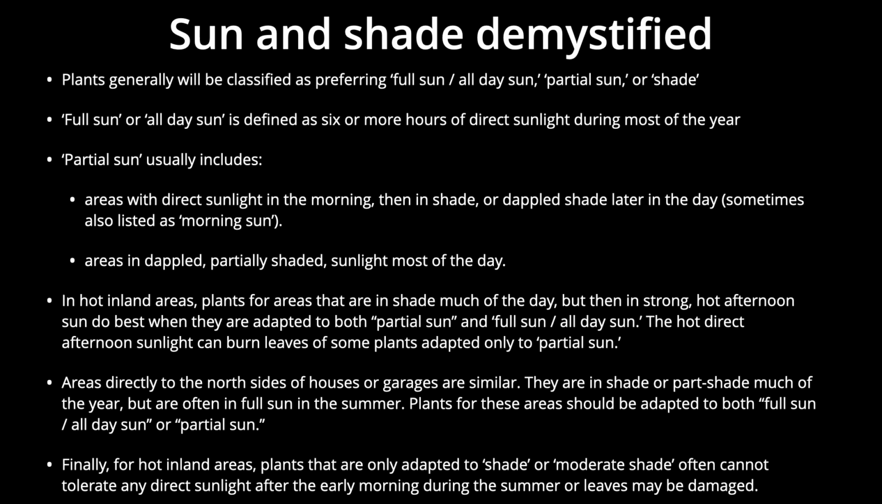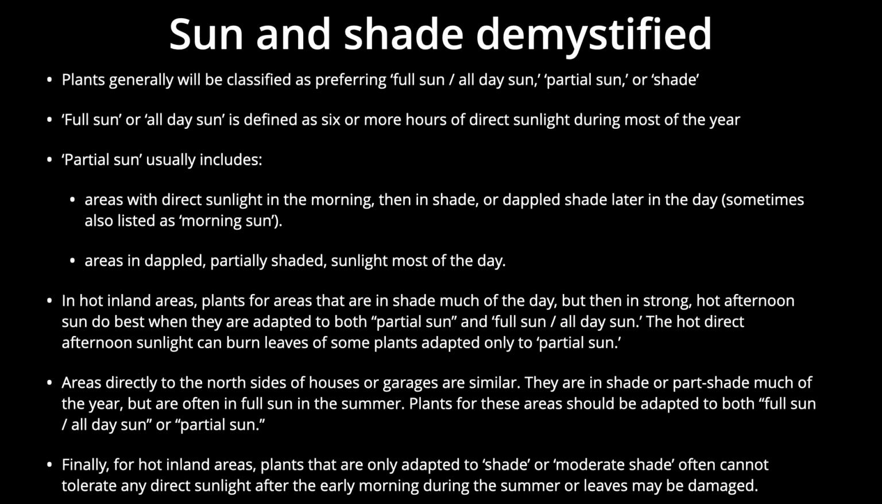Partial sun usually includes either areas with direct sunlight in the morning, then maybe shade in the afternoon, or dappled shade in the afternoon or later in the day, or areas that are dappled or partially shaded sunlight throughout most of the day. So think kind of like a not dense, but high open tree canopy and some partial sunlight underneath, not true shade the whole day.